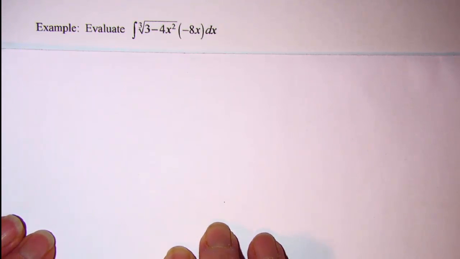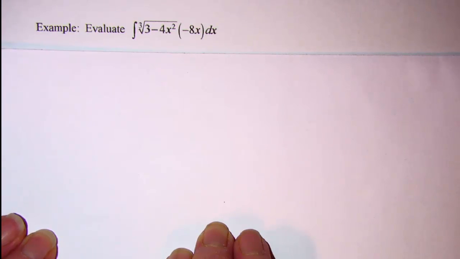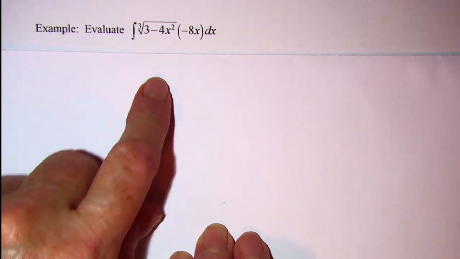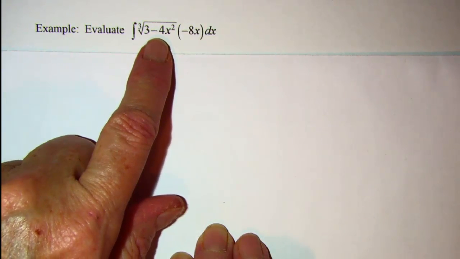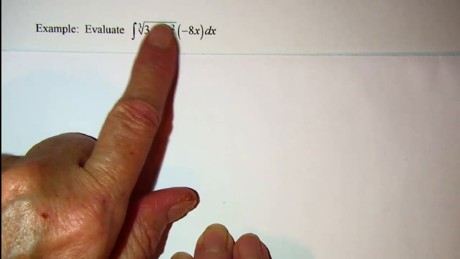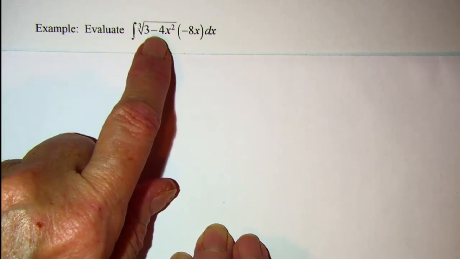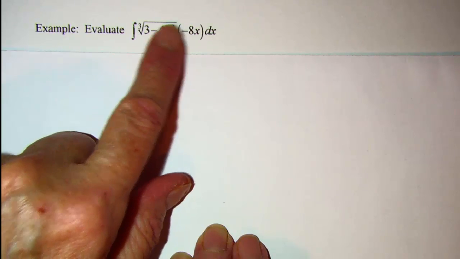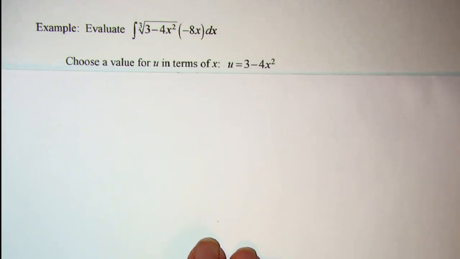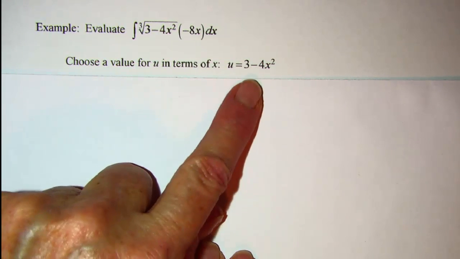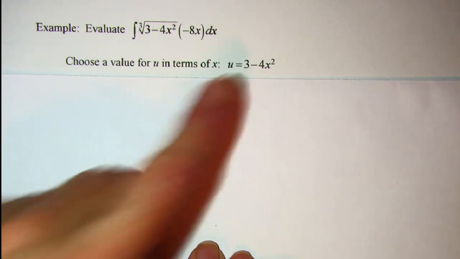Our next example is the integral of the cube root of 3 minus 4x squared multiplied by a negative 8x dx. Now again, we need to choose an expression or a value for u. Since all we have is the power rule, we're going to take this radicand, the stuff underneath the radical, and that's what our u expression will be equal to. So u is equal to 3 minus 4x squared.